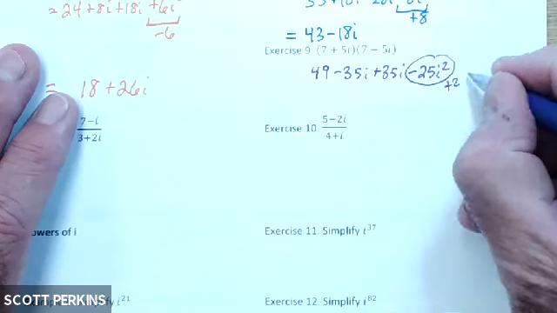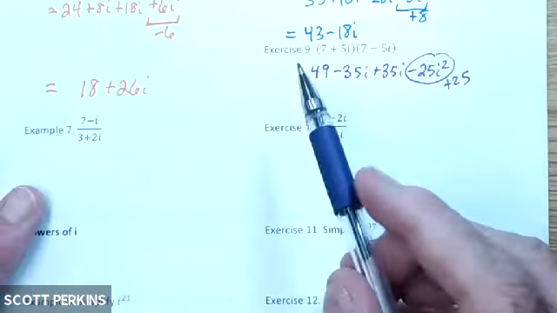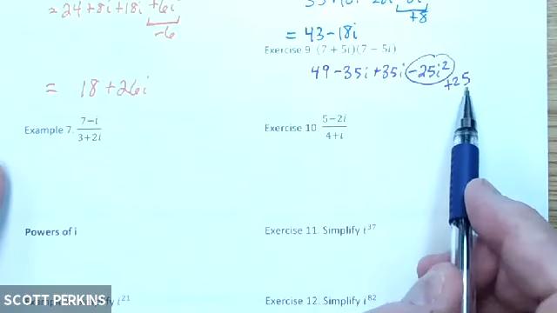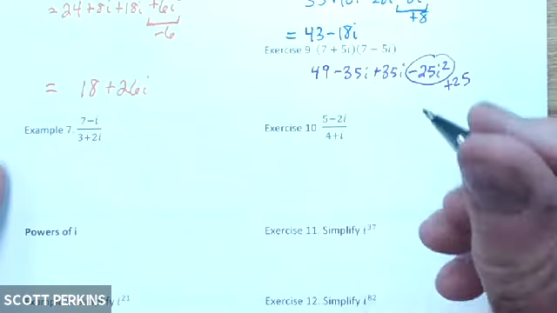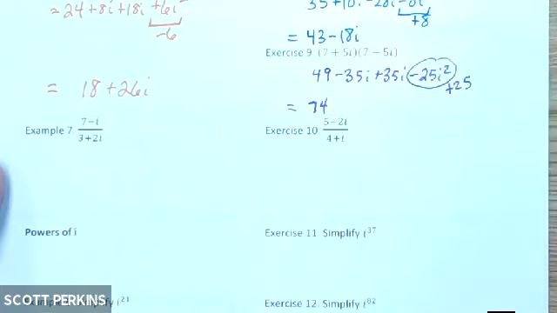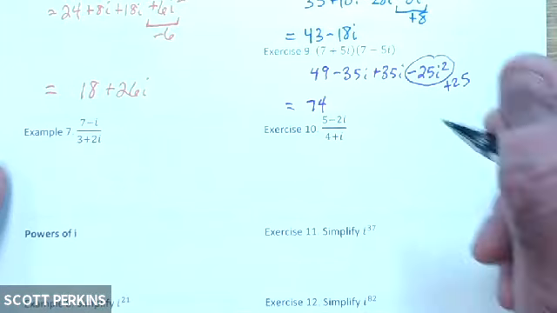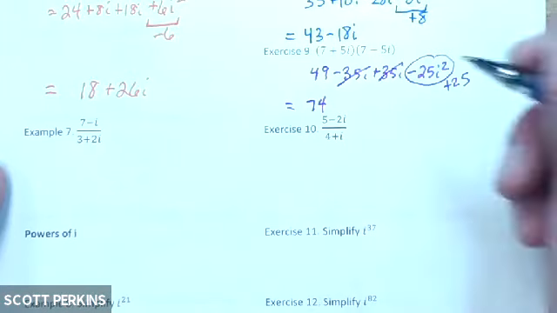The -25i squared becomes what? +25. And the reason I gave this example is the following. My real parts, the 49 plus the 25, I think that's 74 if I'm adding while I'm talking and doing it right. That's always debatable. But notice what happens to the imaginary parts on this one. They cancel out. I got a negative 35i plus 35i.